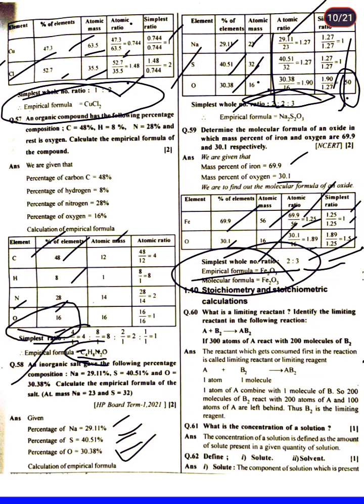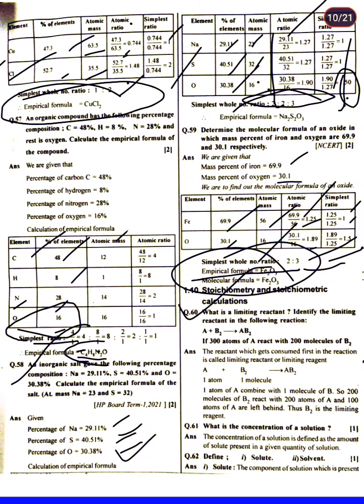Okay. Next we come to stoichiometry and stoichiometry calculations. Now, what is stoichiometry? In this, first comes the limiting reactant. Okay, limiting reactant, for example A plus B2 to form AB2. If 300 atoms of A react with 200 molecules of B2, the reactant which gets consumed first in the reaction is called the limiting reagent. The reactant that we use, which is totally consumed first in the reaction, is called the limiting reagent.